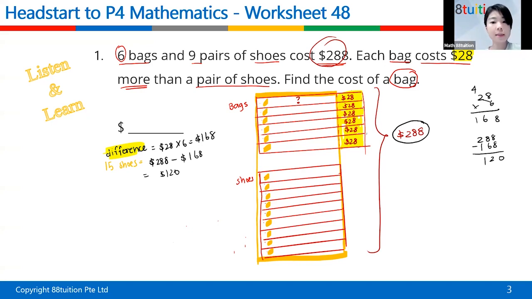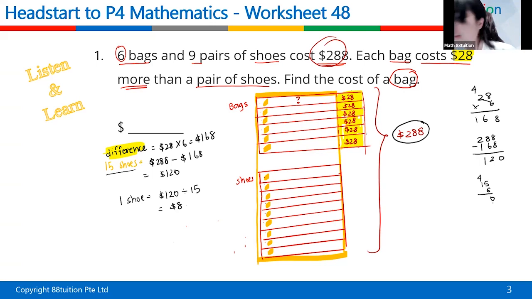I know 15 shoes, so what is the next step? What is the cost of the bags? Before I find the cost of the bag, what do I first need to find? Divide the shoes. So I find one pair of shoe, correct? So I take 120 divided by 15. Now this is a bit of a complicated division, so I'll just help you. It's $8. 15 times 8, you will realize, is 120. That's how I got $8.